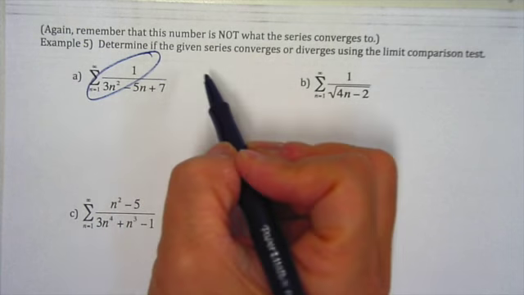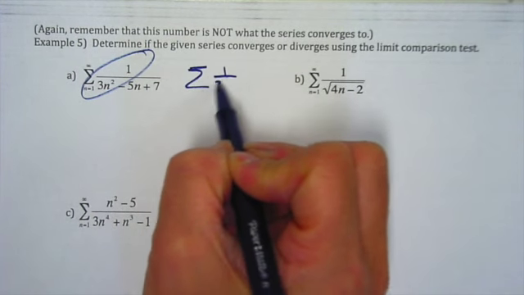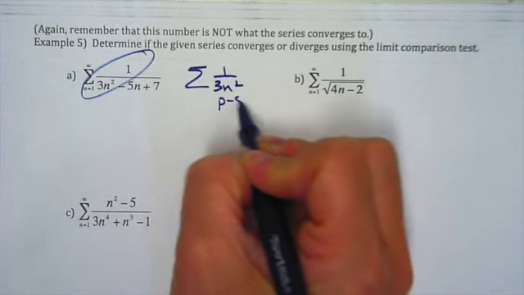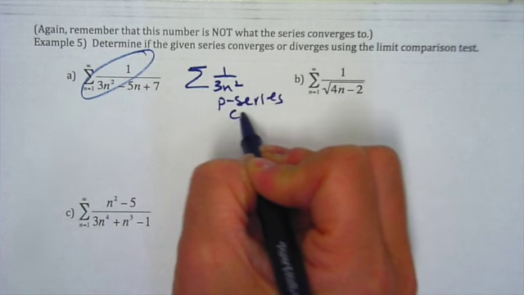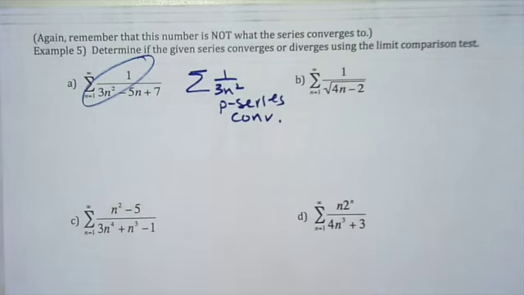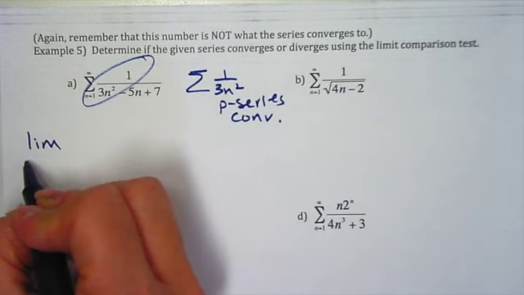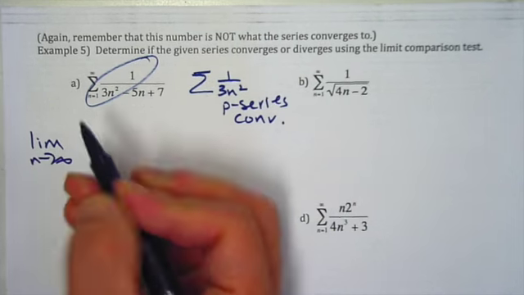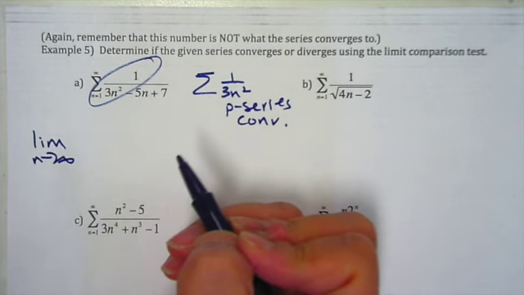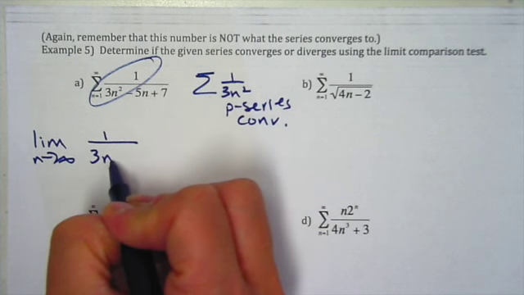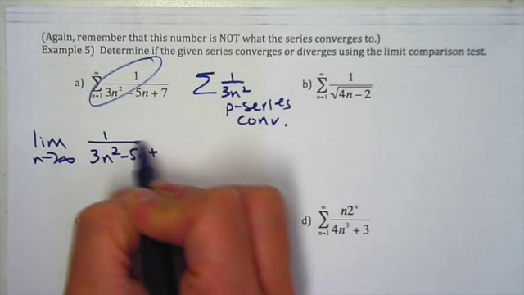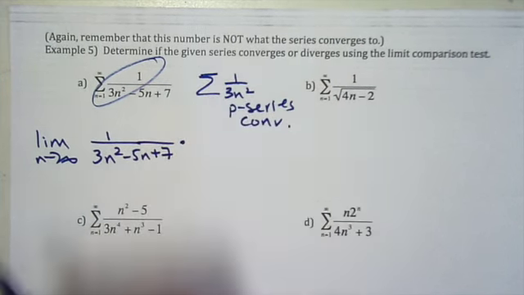So we're going to compare to 1 over 3n squared. I'm going to say this is a p-series that converges. The limit comparison test says you take the limit of, and it doesn't matter which you divide by which. I'm going to take the original divided by what you're comparing to, so we're going to flip it.